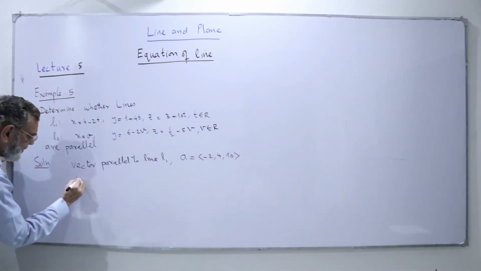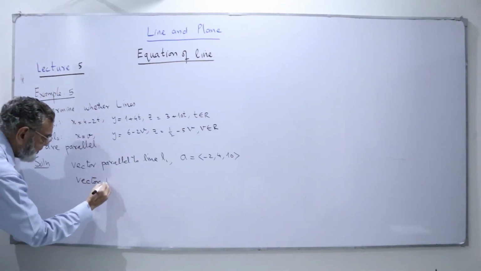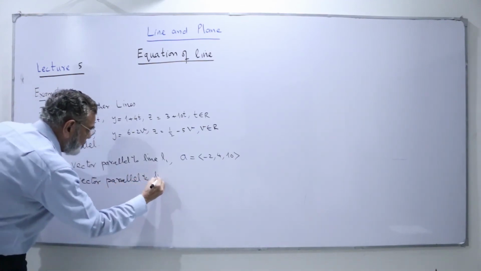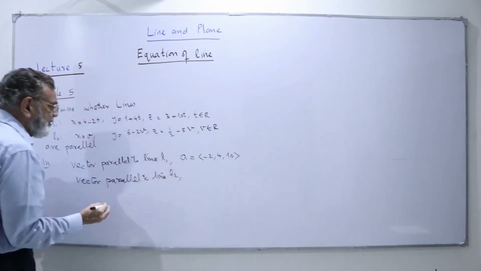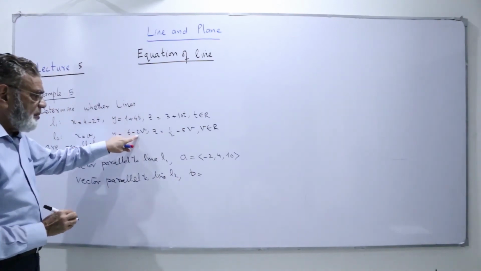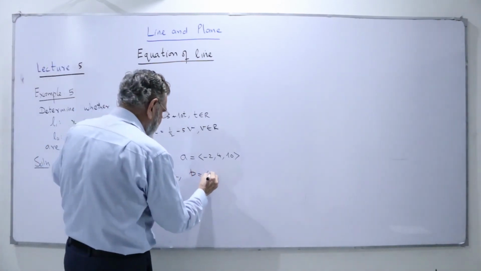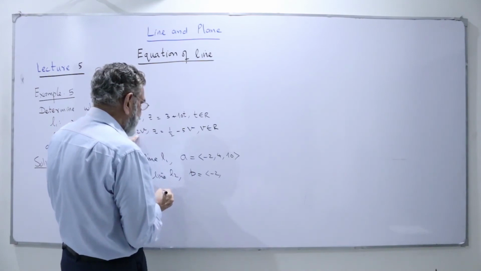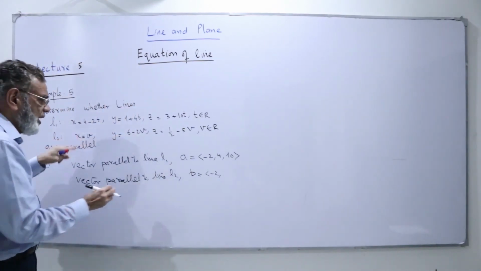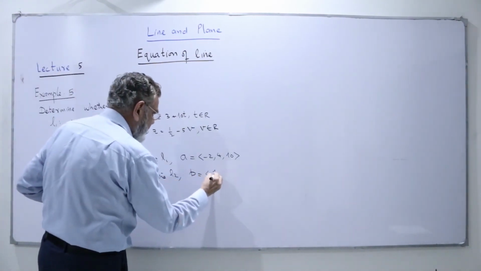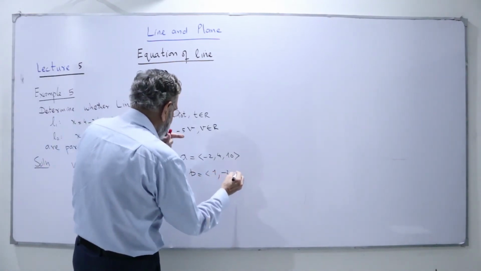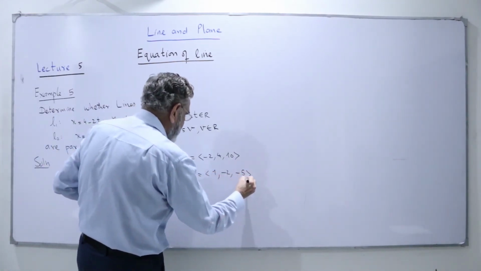Then I have the vector parallel to line L2, which is my vector B, and my B1, the coefficient, is 1, then the y component is minus 2 and the z component is minus 5. So these are vectors A and B.